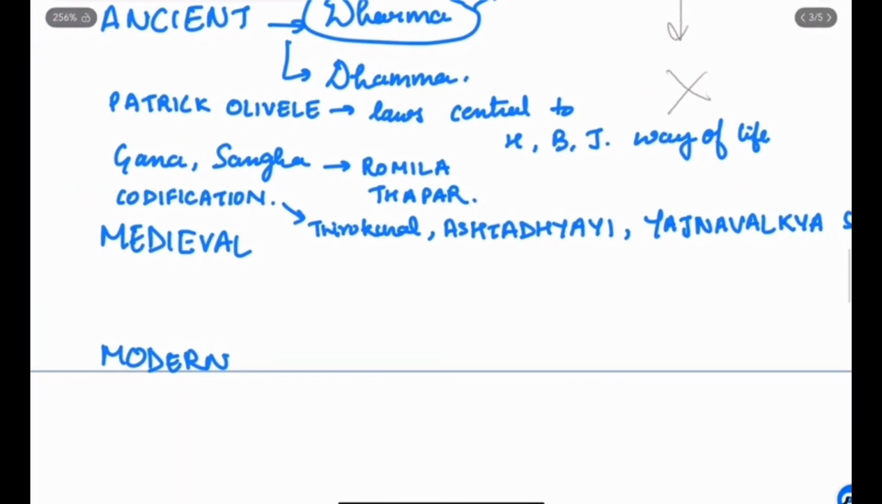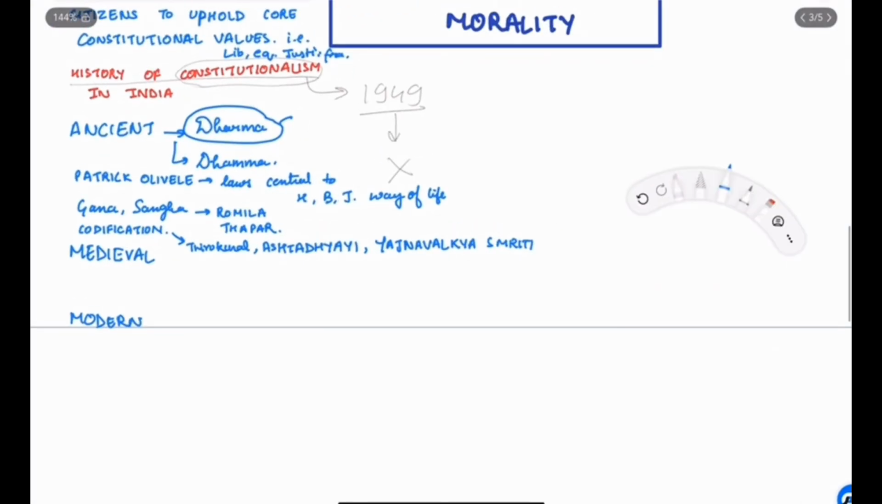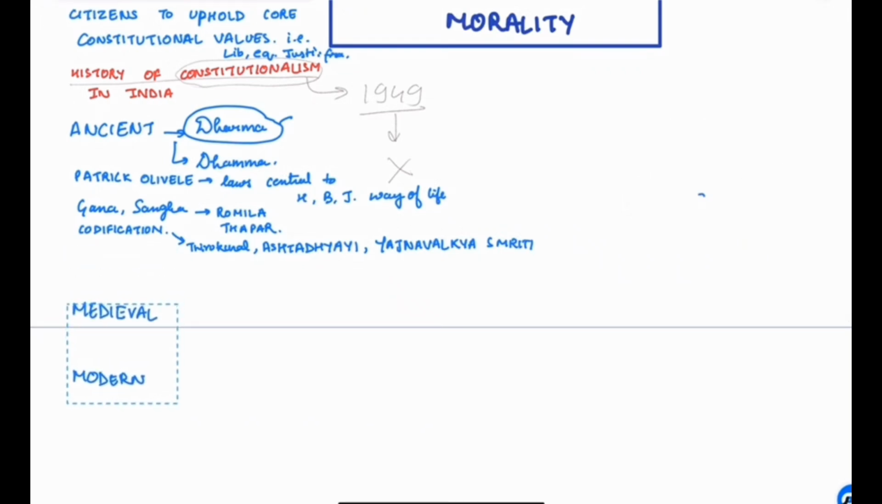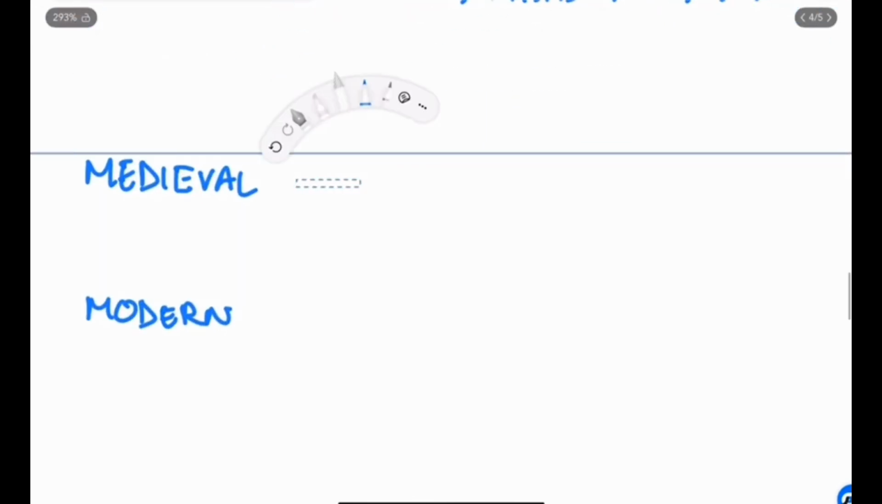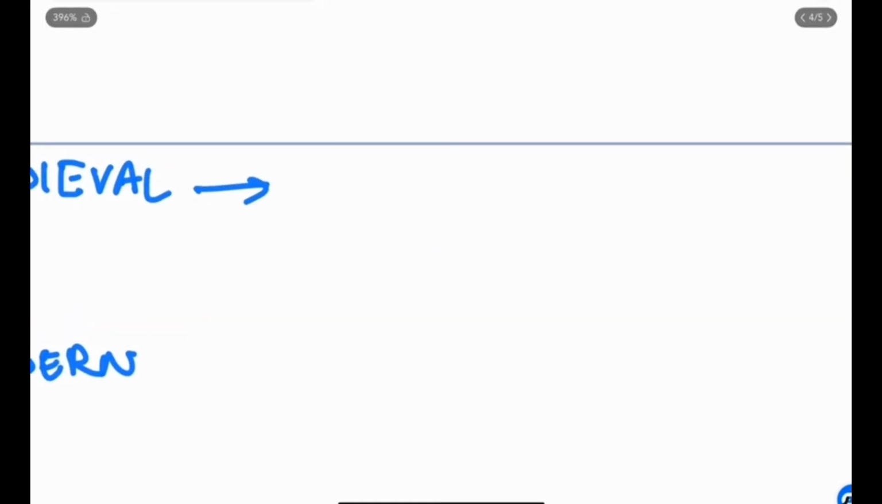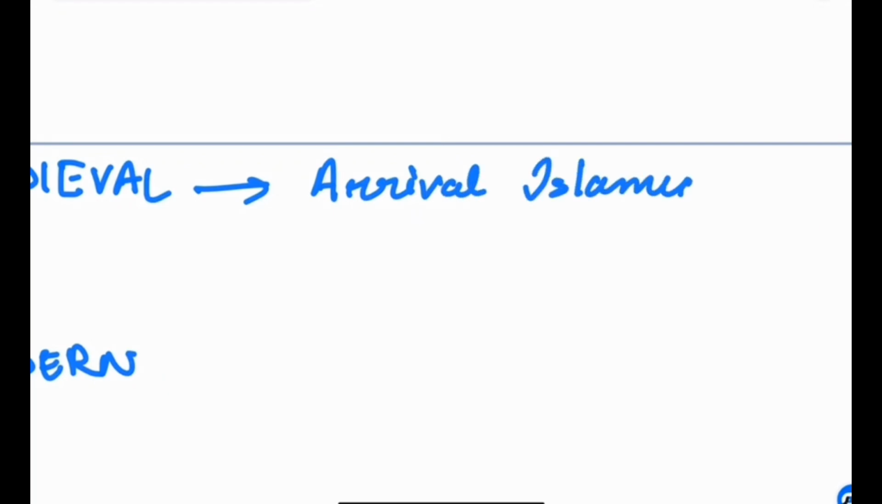Now moving to the medieval period. When we see the medieval period, the primary event that took place during the medieval times was the arrival of Islamic jurisprudence in India.